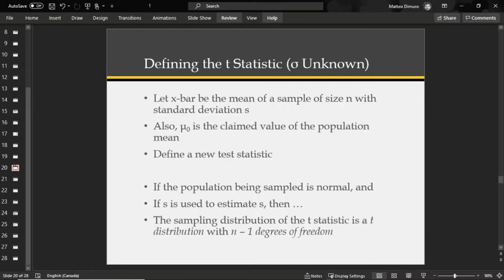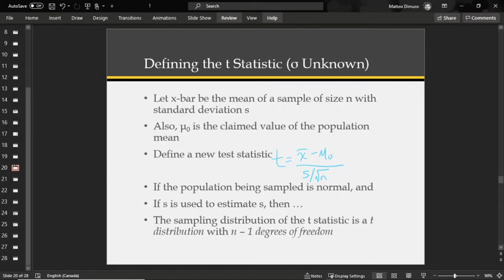So let x bar be the mean of a sample of size n with a standard deviation s. Mu 0 is the claimed value of the population mean, and we define our new test statistic as such. So it's a t, and it's equal to x bar minus mu 0 divided by the sample standard deviation s, so we use s and not sigma, and then divided by the square root of n. So the central limit theorem is still there.